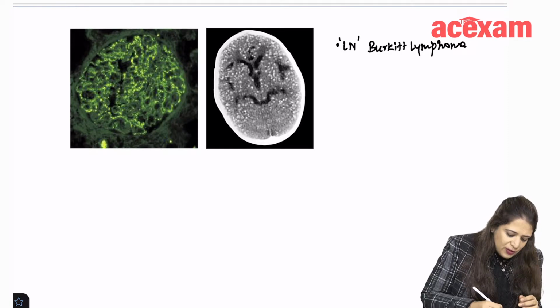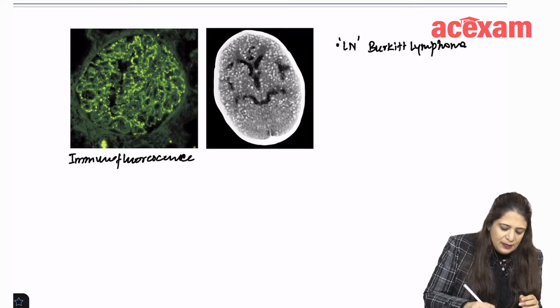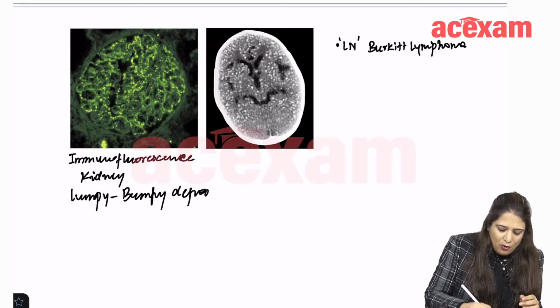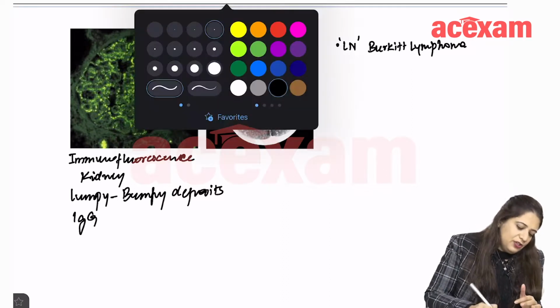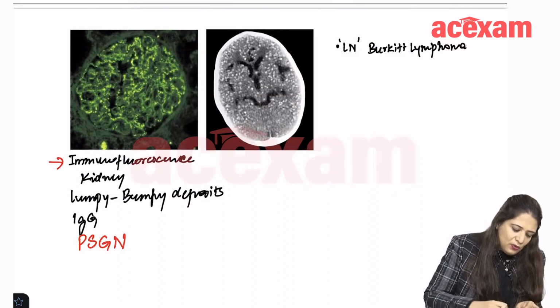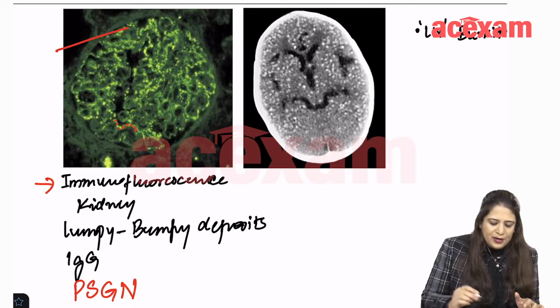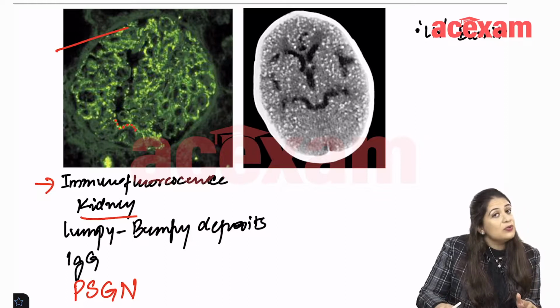You would have also heard of this in some immunofluorescence finding. If you can identify which tissue this is, this is kidney. Which condition? Lumpy bumpy deposits. I've given you a hint. Lumpy bumpy deposits of IgG in a condition which is post-streptococcal glomerulonephritis. So as you can see, like stars in a black sky, it is also seen in kidney and also in radiology.